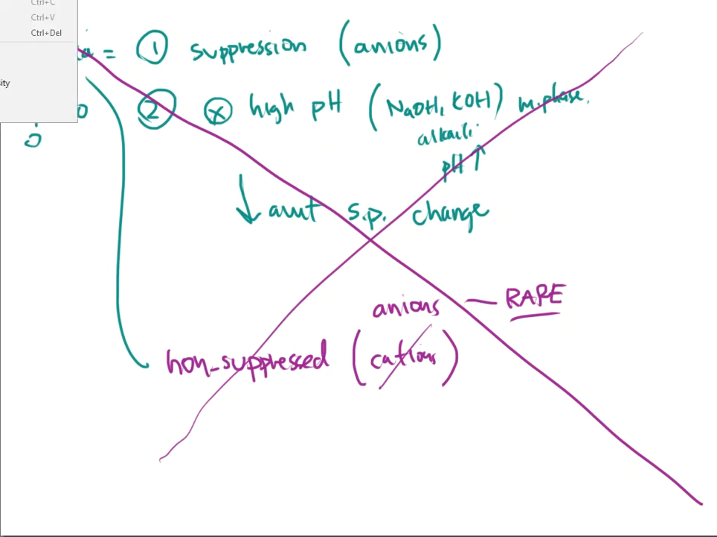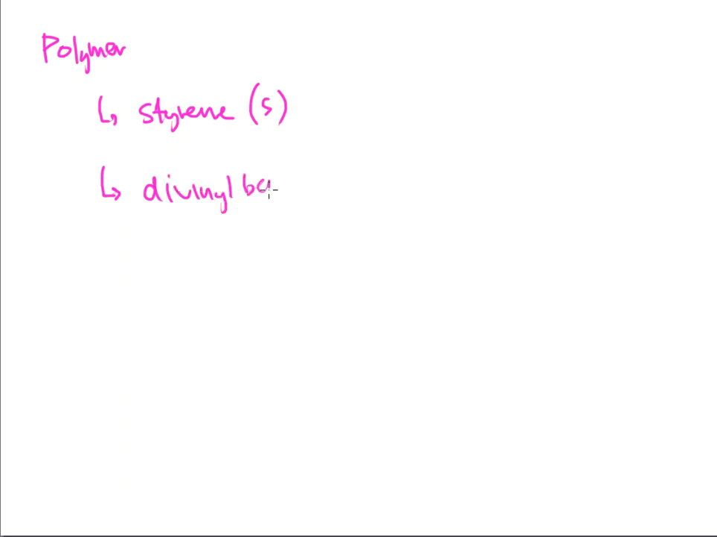All right? Now, let's talk about the other option. The other option is going to be our polymer-based. So there's two versions here of polymer packing in a column. One is going to be styrene, which is abbreviated with an S. And the other one is going to be called divinyl benzene, and this is going to be abbreviated with a DVB.